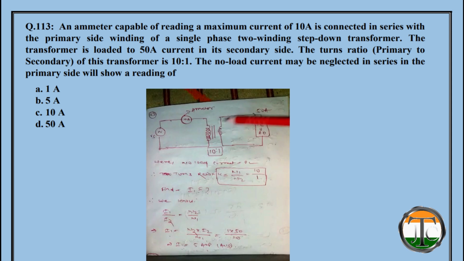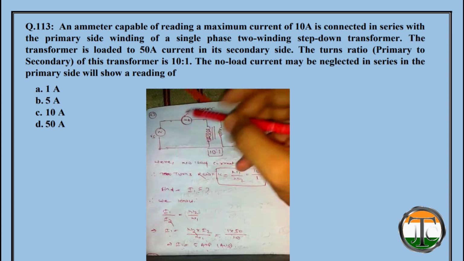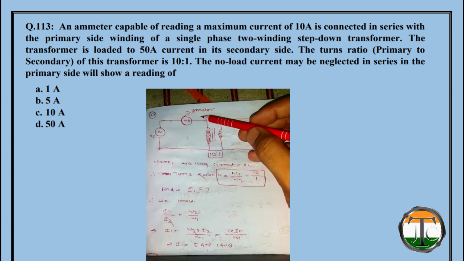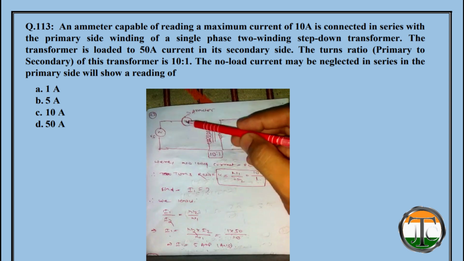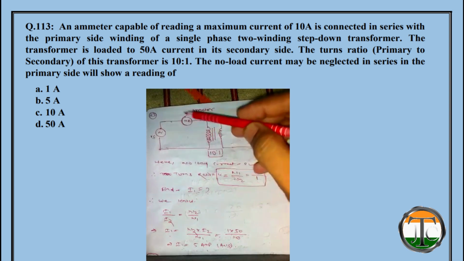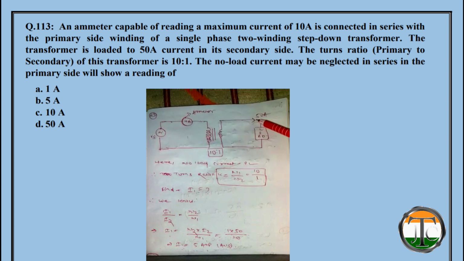Here the question says that a step down transformer is given and an ammeter is connected in the primary side. The ammeter rated current is 10 ampere. It is the ammeter rated current, not the primary current. The step down transformer has turns ratio K equal to 10:1. In the secondary side, a 50 ampere current flows to the load, that is secondary current I2 is equal to 50 ampere.